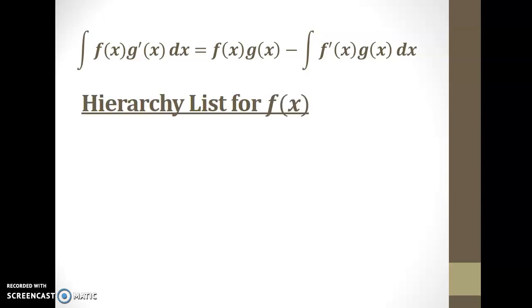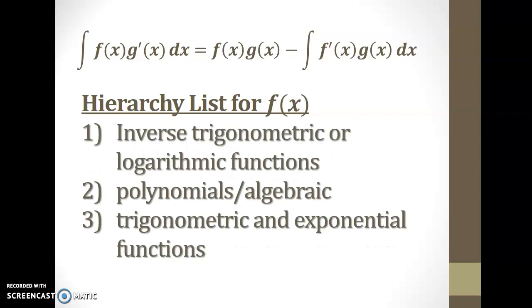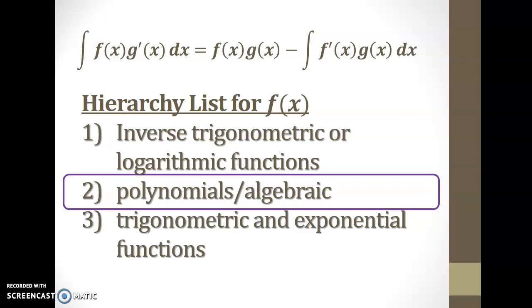Reminder also of how we pick the function that we will call f. If you encounter any inverse trig functions or logarithms, they would come first. Polynomials come in second when choosing the function that will play the role of f. And finally, trigonometric and exponential functions. Repeated integrals are usually the result of polynomials playing the role of f, as we'll see.